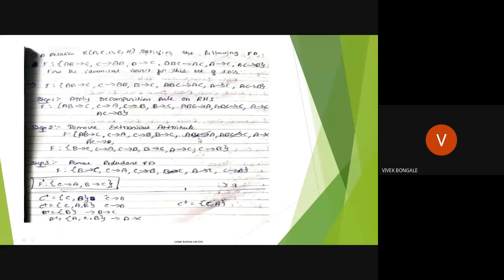Next, ABC determines A. On the right hand side, I have A, and on the left hand side, I have A. So I can use the trivial functional dependency. What does trivial functional dependency say? X determines X, an attribute can determine itself, and Y is a subset of X. Here you just apply the second condition. Y, meaning A, is a subset of ABC. So I can easily remove this attribute, because a trivial functional dependency is always valid in the given table.